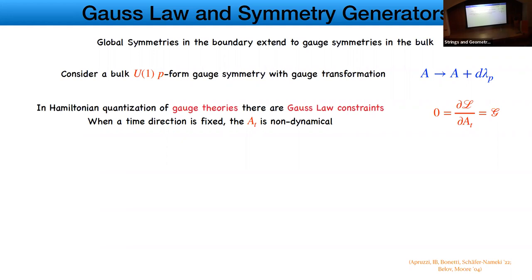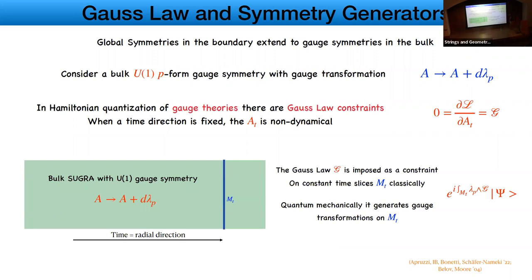simply follow from the fact that if I pick a time direction, the effective Lagrangian of my system is independent from the time component of the gauge field. So when I look at this variation, I get some non-trivial operator that must vanish. That vanishes classically, but quantum mechanically, you would impose it as a constraint onto your state.